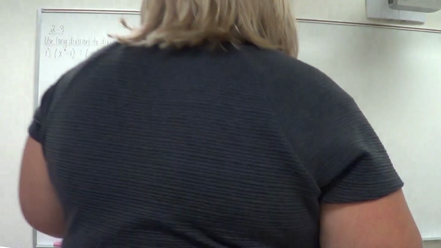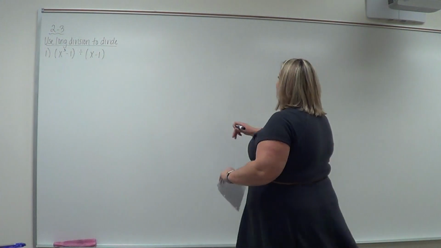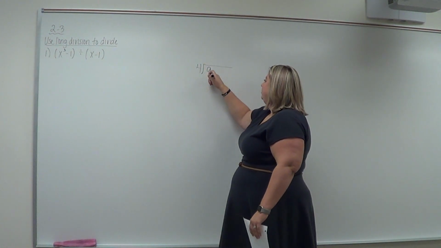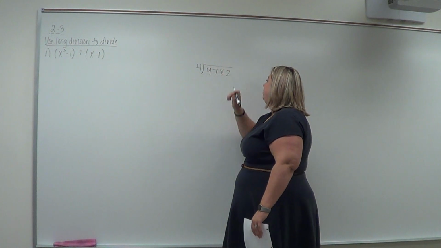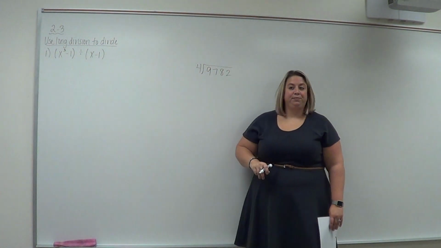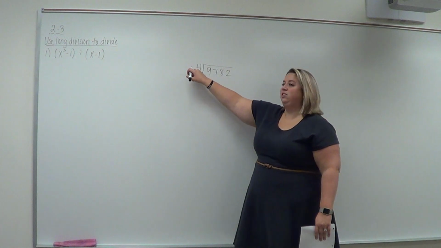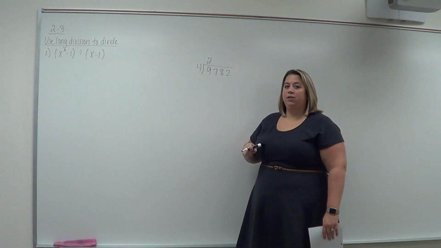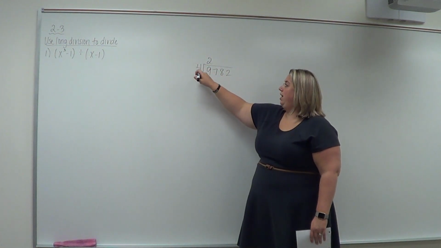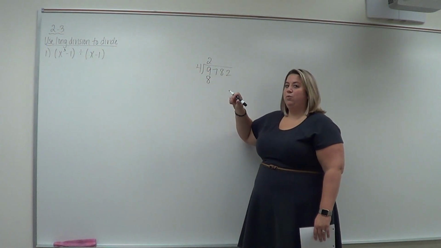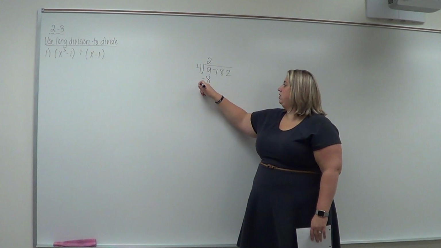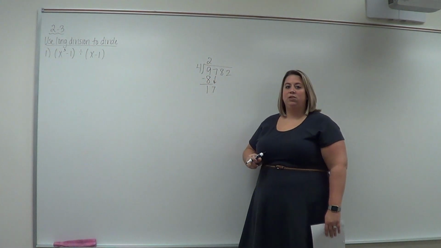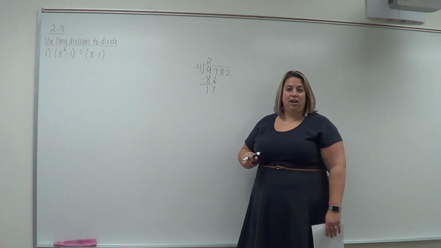Okay, so before we do long division, how do you do long division with just numbers? Divide. Good answer. What do you do? Okay, so how many times does 4 go into 9? 2. Then what do you do after you get a number up there? Multiply. You multiply them. Then what do you do? Subtract. Bring down. Then what do you do after that? Do the same thing again, right?